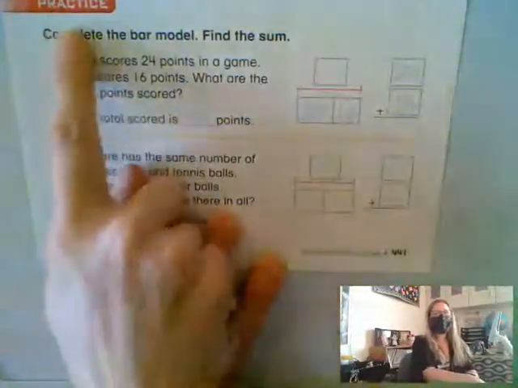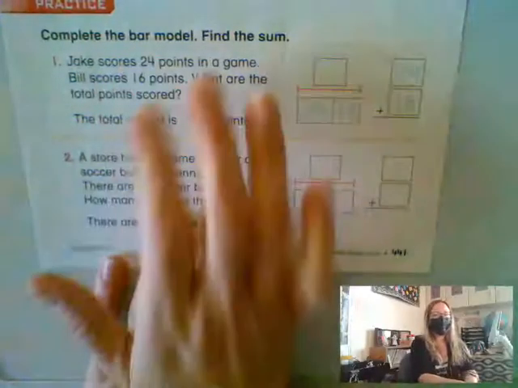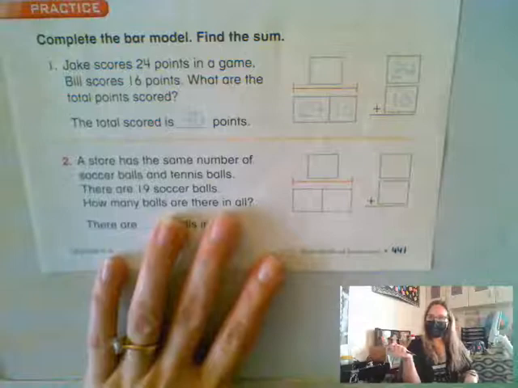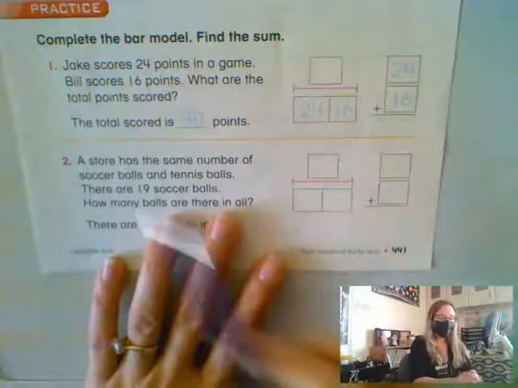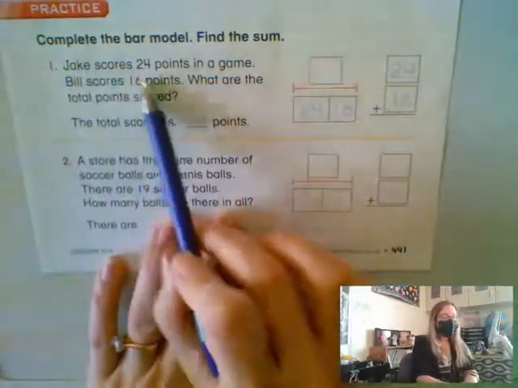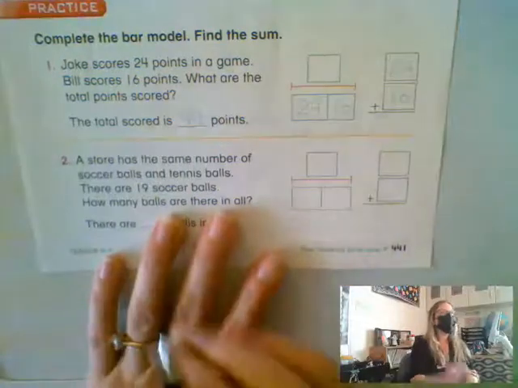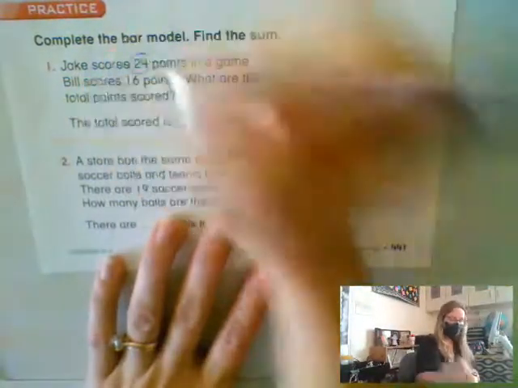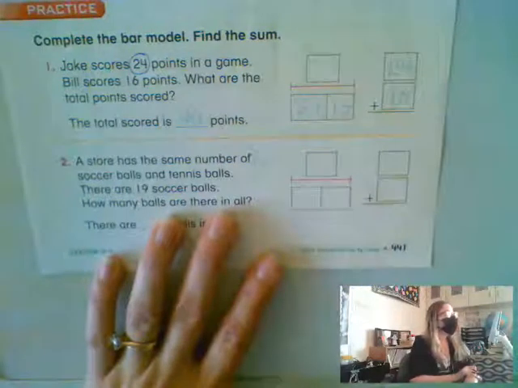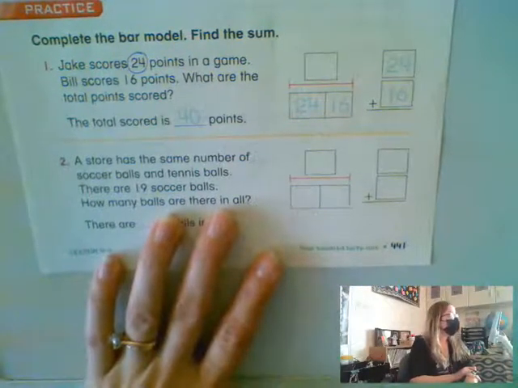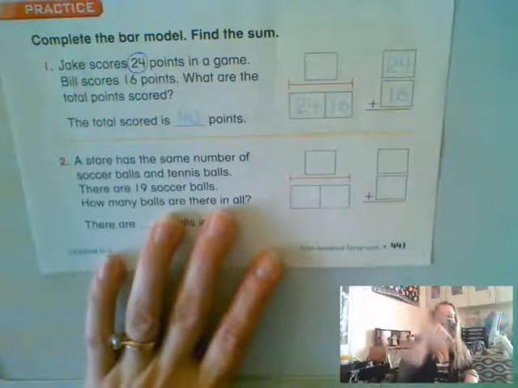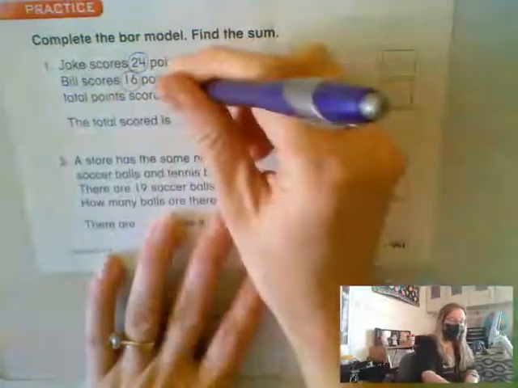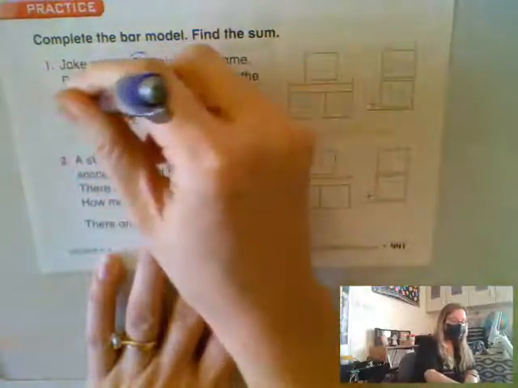All right, so this says complete the bar model and find the sum. So let's take a look. Isaac, no, put your mask on. You're not leaving. Jake scores 24 points in a game. Would everyone take their pencils right now and circle 24 points? Bill scores 16 points. So would everyone take their pencils right now and circle 16 points? It says, what are the total points scored?